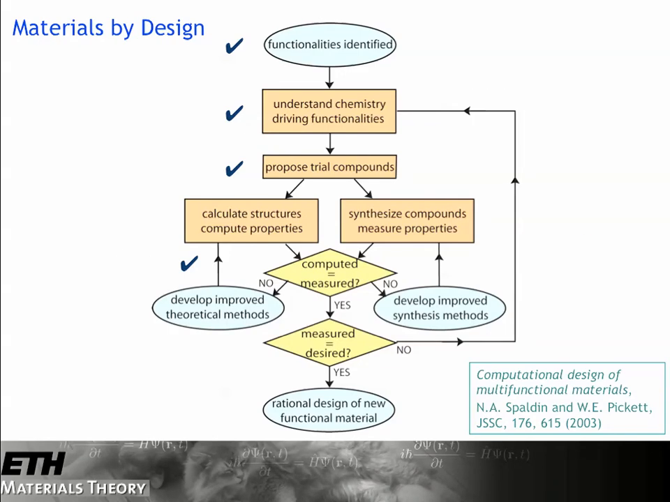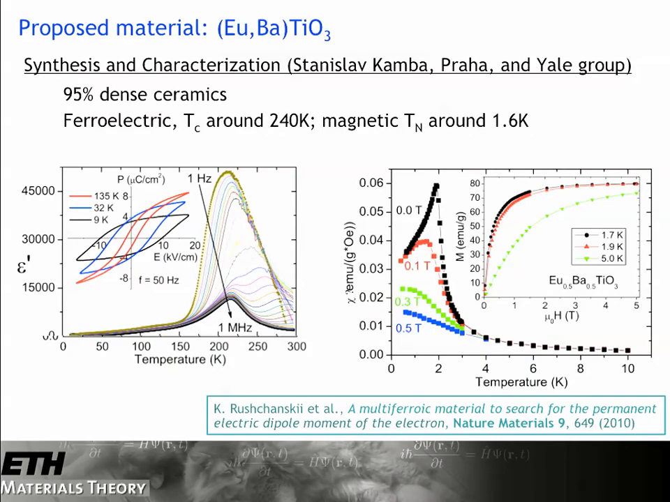But okay, so we have what we calculated exactly in our density functional calculation. Actually, this plot doesn't fit. What we calculate is what we want. So now we had polycrystalline ceramics synthesized by Stanislav Kamba in Prague.